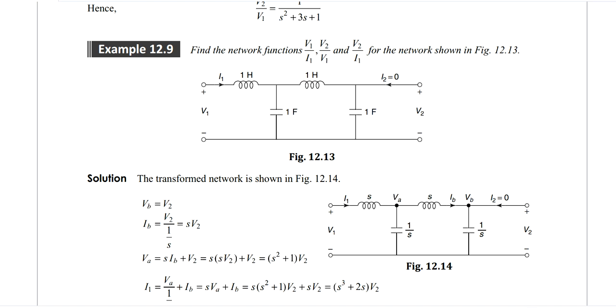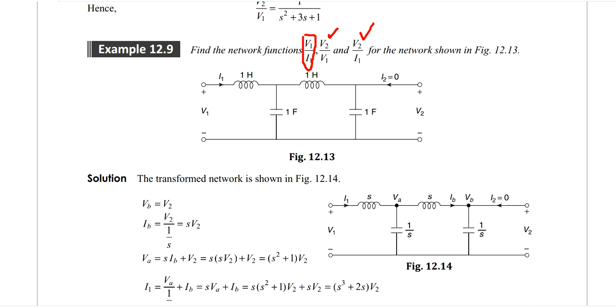Okay, in this lecture we will solve a problem based on network functions. So this is the problem that is given. Let us see example 12.9. It is asked to determine the network functions V1 by I1, V2 by V1 and V2 by I1. V1 by I1 is the driving point impedance, V2 by V1 is the transfer voltage ratio, and V2 by I1 is the transfer impedance.